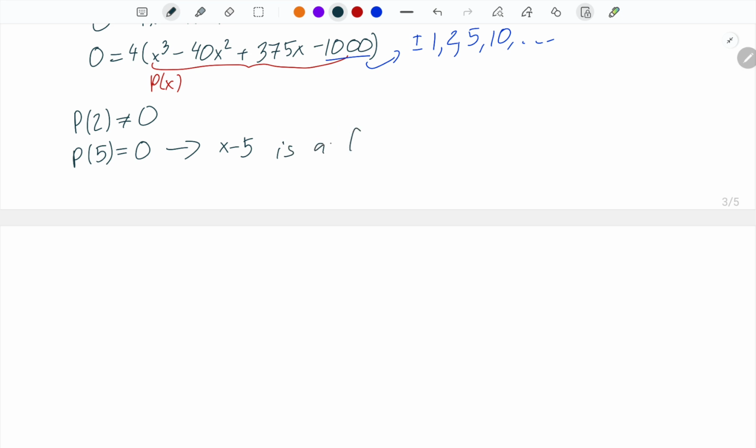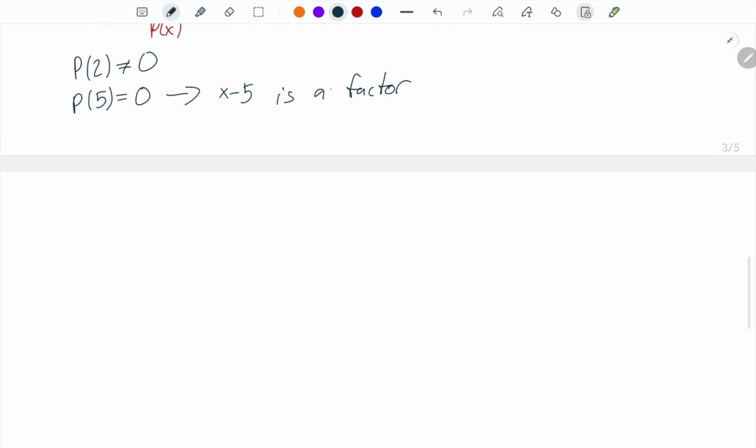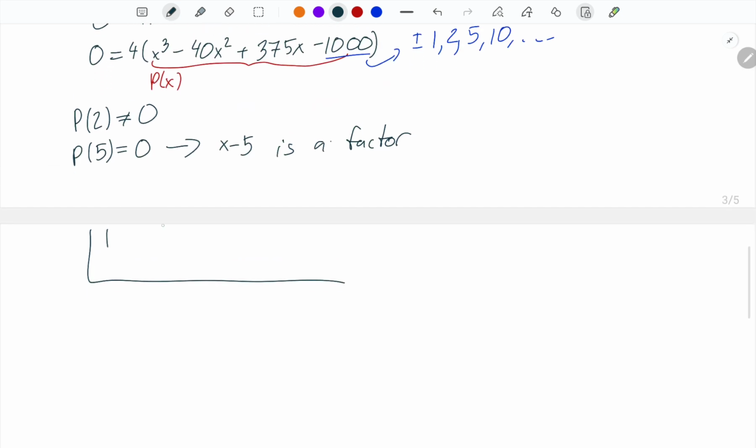We still want to check if this whole thing factors. So we do need to fully factor it because maybe there's multiple answers here. So we do need to be careful of that. So I'm going to use synthetic division. We have 1, negative 40, 375, negative 1,000. And we've got the 5 on the outside.